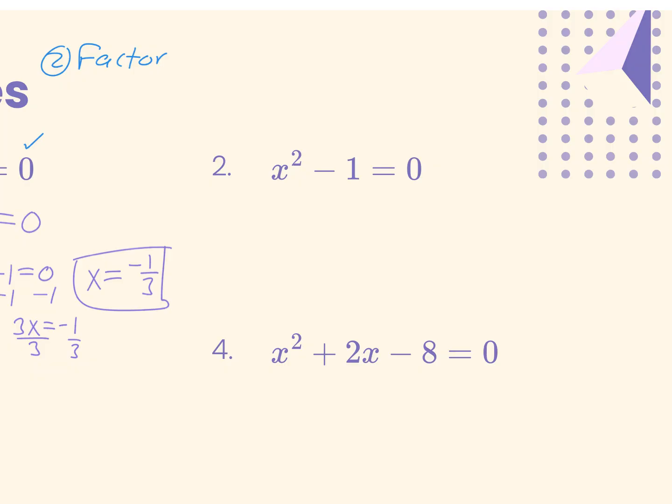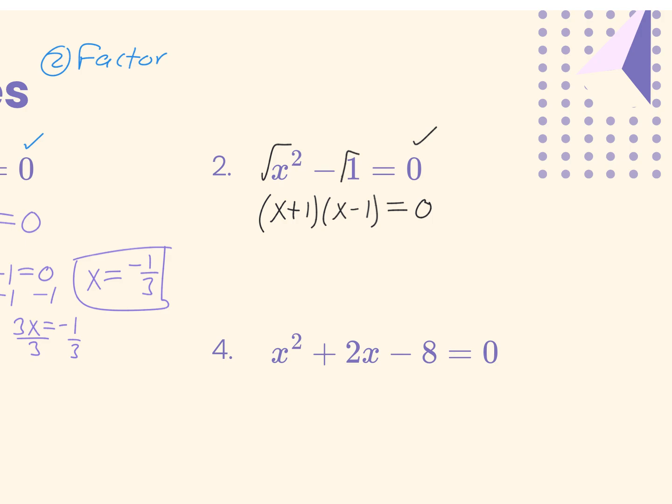I have x squared minus 1 equals 0. You can, again, factor this, right? X squared minus 1 is a difference of perfect squares. So to factor this, we can square root the first, square root the second, and then I get x plus 1, x minus 1 equals 0. All right, and I didn't even mention that at first, right? We do want to check that it's equal to 0, which it is, and then factor it.